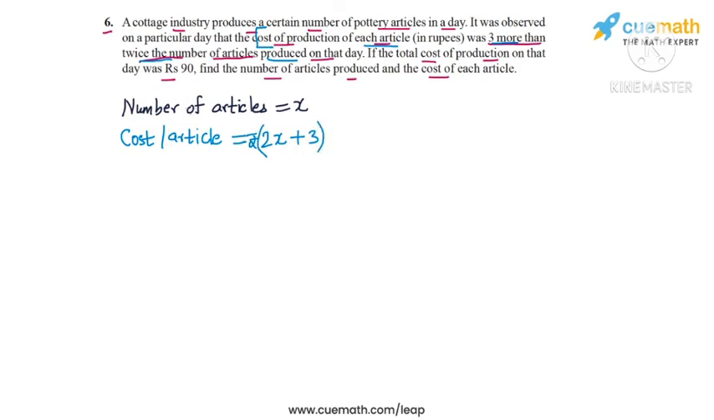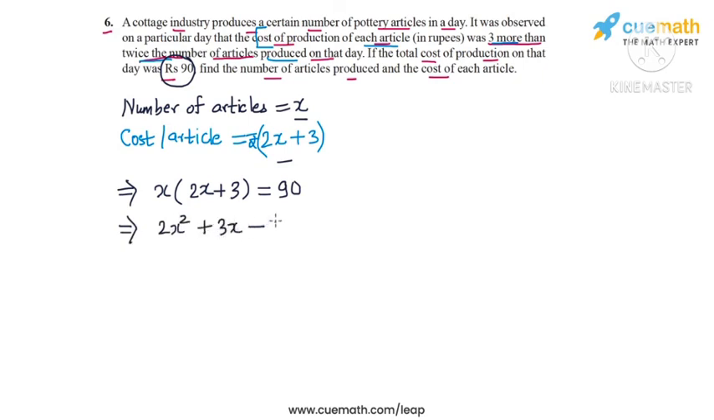And now we are also told that the total cost of production on that day was rupees 90. So the total cost of producing x articles at 2x plus 3 rupees per article was 90, and from this we can create a quadratic equation in x. So basically the product of x, the number of articles, times the cost per article, which is 2x plus 3, this should be equal to 90. Now let's write it as a standard quadratic equation. So we'll get 2x square plus 3x minus 90 equal to 0.